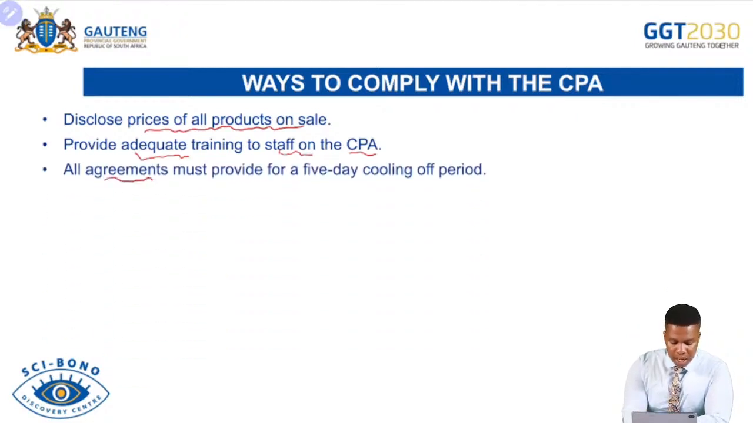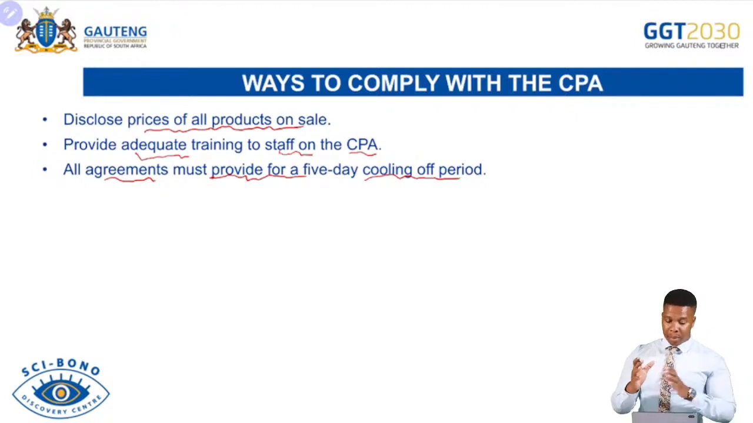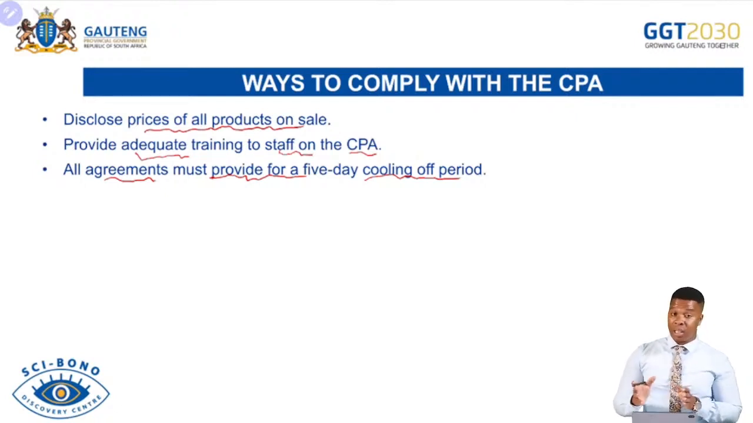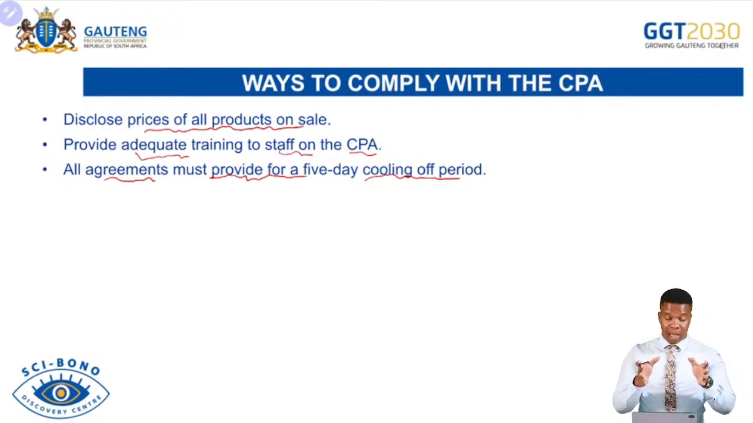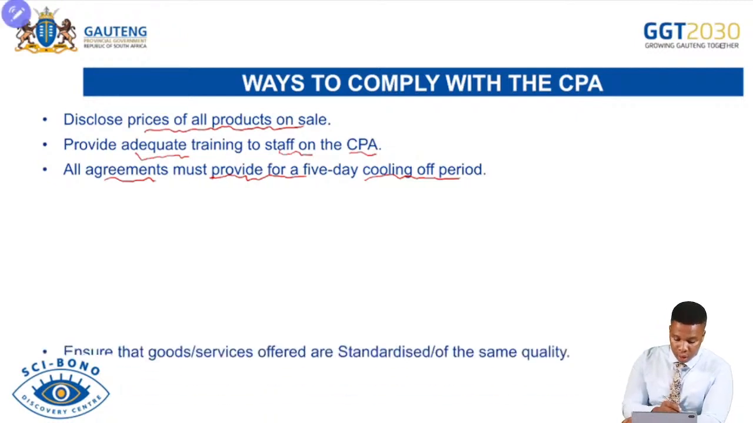Furthermore, all agreements must provide for a 5-day cooling-off period. So in a case where a consumer has bought a product, the business should know that there's a 5-day cooling off. If the consumer is not happy with the product within the 5 days, then they have a right to return the product. That should be known and applied by the business. If someone brings back the product, the business should not deny it if it is within the 5-day cooling off.